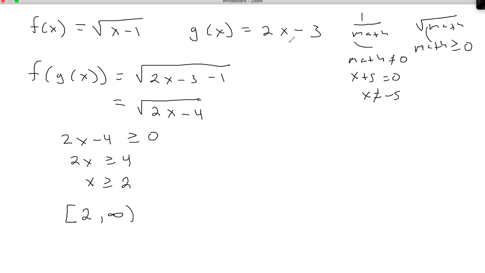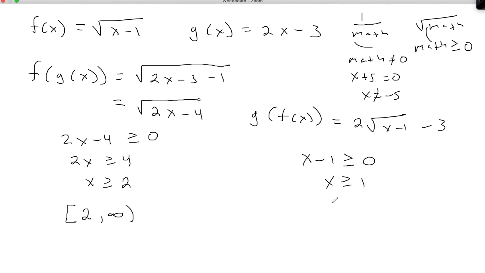And then to do the other direction, I think it also asks for g of f. So for that, we're putting f into g, and that would look like 2, and then this whole thing becomes that x minus 1, minus 3. So here there's all this stuff going on, but the only part that matters in terms of the domain is there's a root. So the stuff under the root has to stay greater than or equal to 0. Bring the 1 over, x is greater than or equal to 1, so from 1 to infinity.